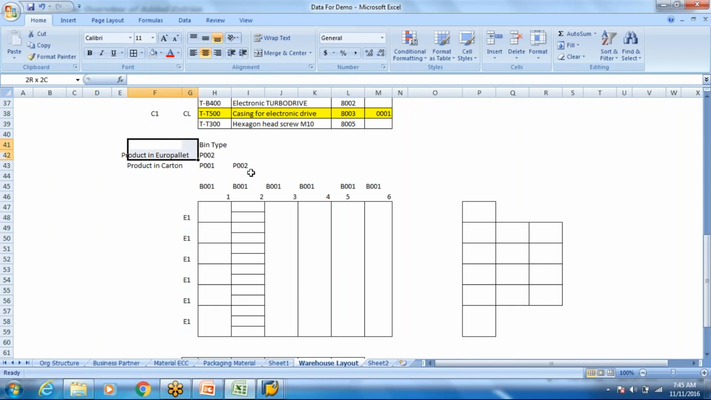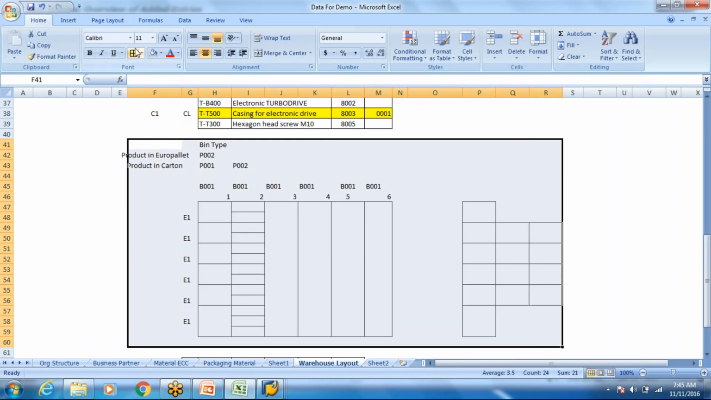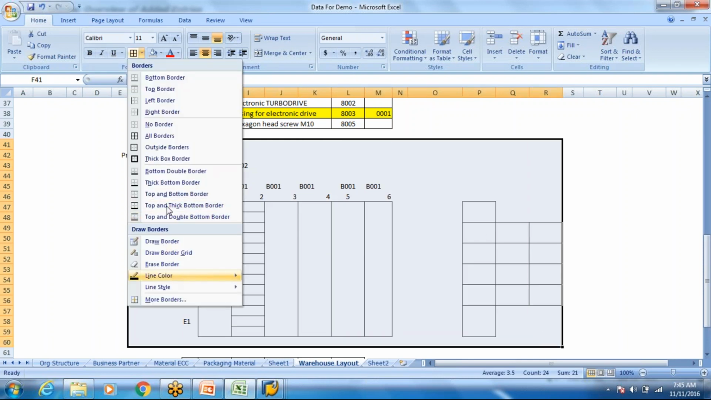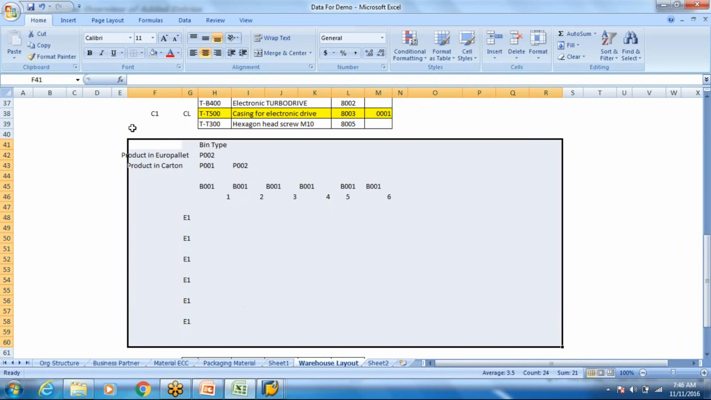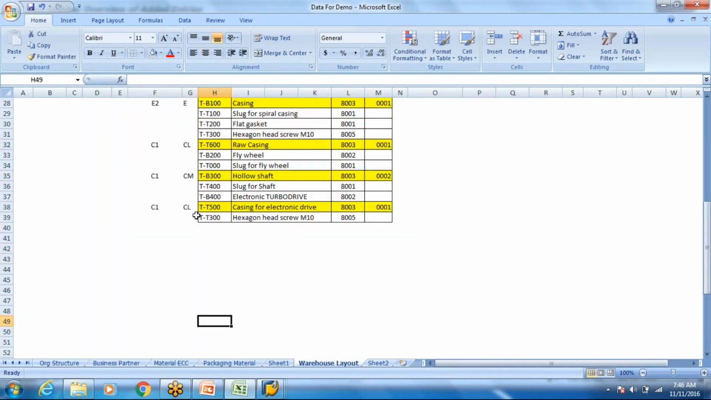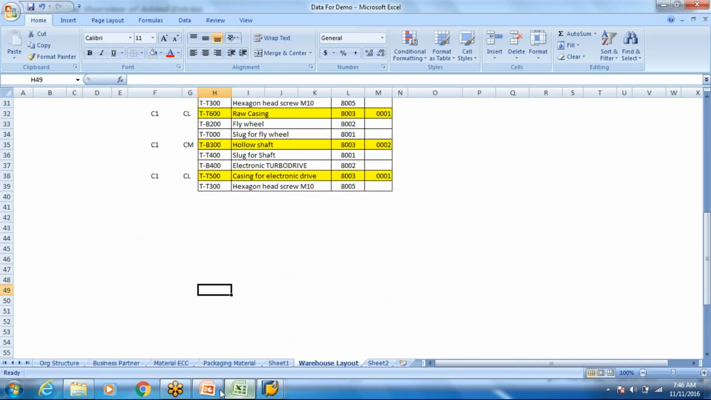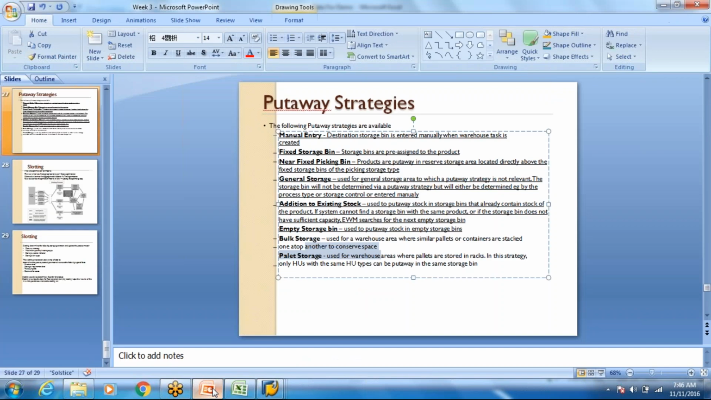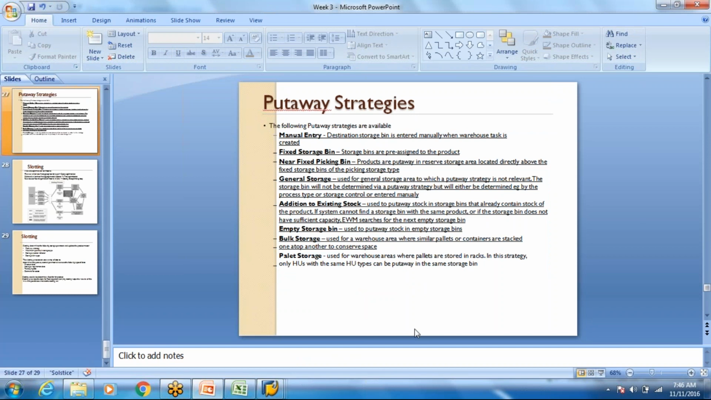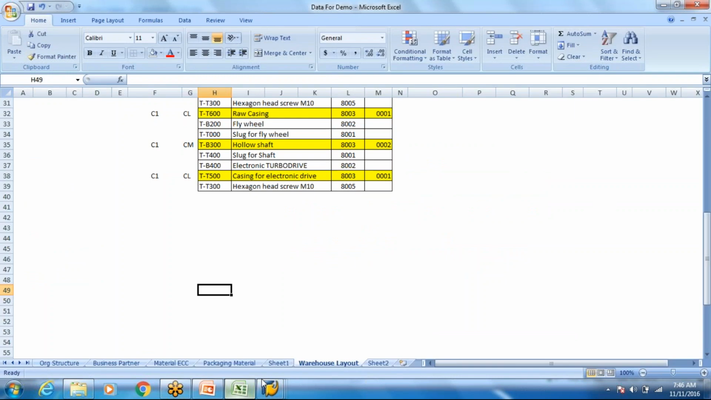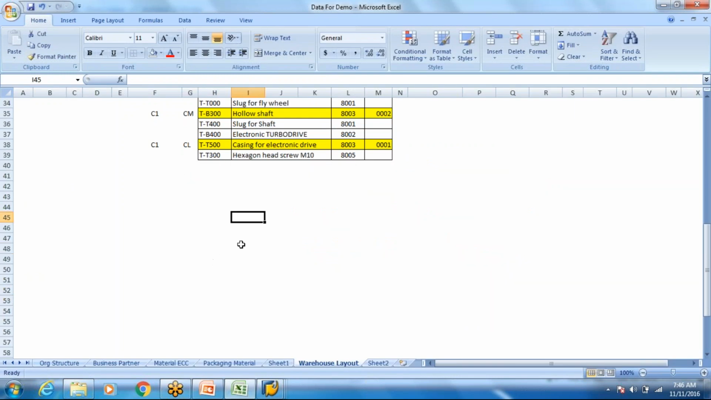So let us go now to our next strategy, which is kind of similar to bulk, but what it does is pallet storage. It's storing of pallets in racking. Let me draw some racking for you.